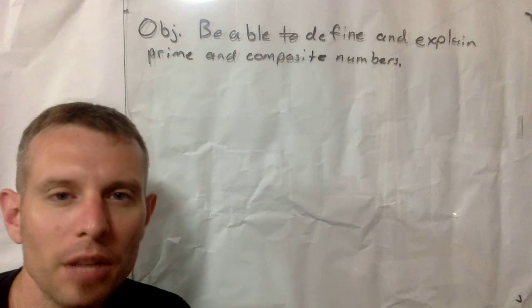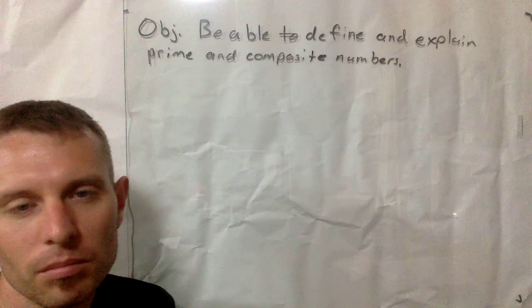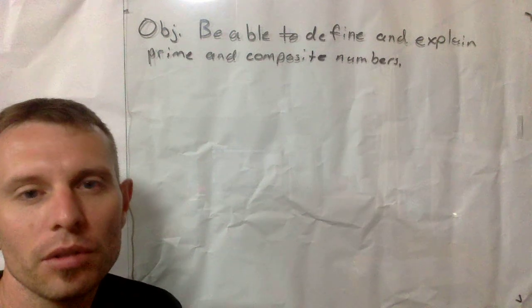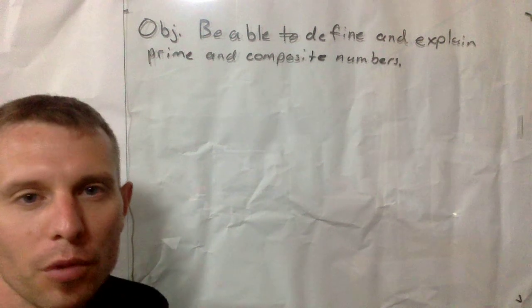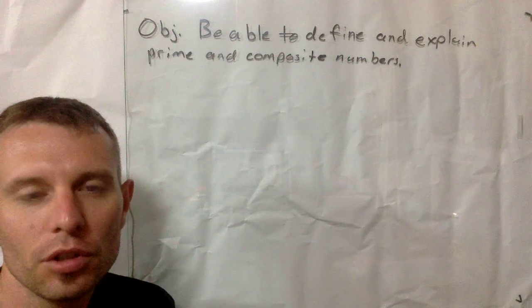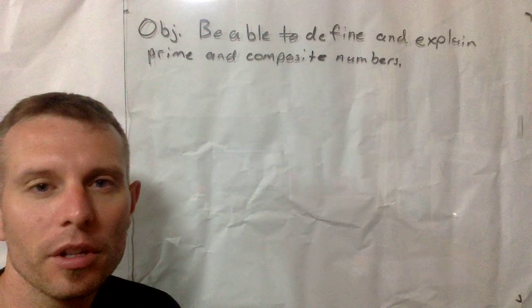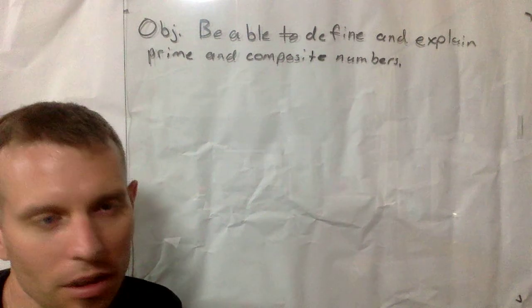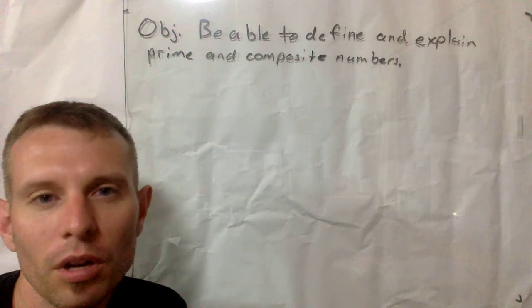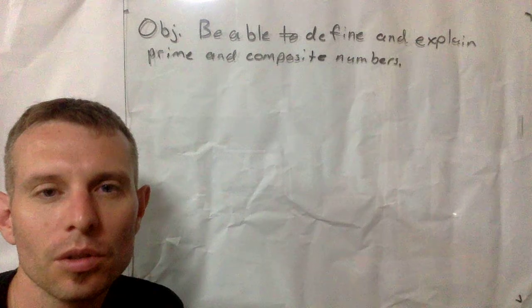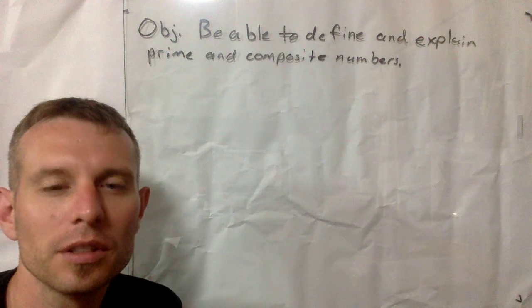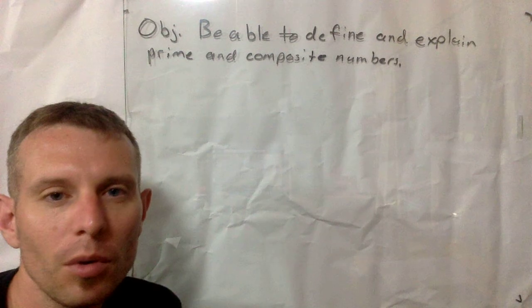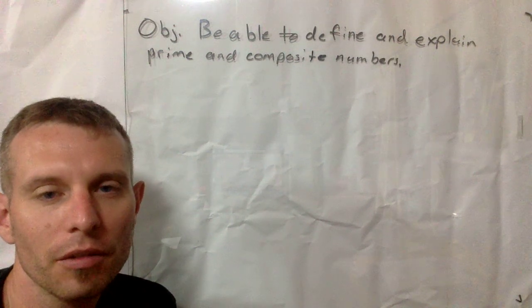And then a composite number is numbers that have more than two factors. So again, I already used the example of 4. 1, 2, and 4 are all factors of 4. Therefore, it is not a prime number. It is a composite number. Another composite number might be 12. You have the factors of 1, 2, 3, 4, 6, and 12. That would be a composite number because it has more than two factors.